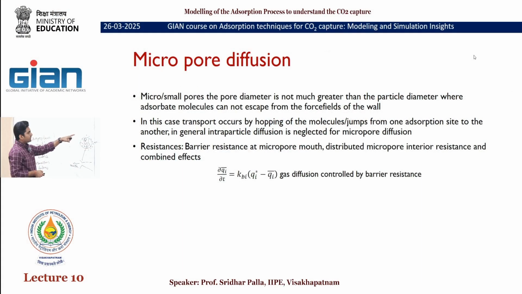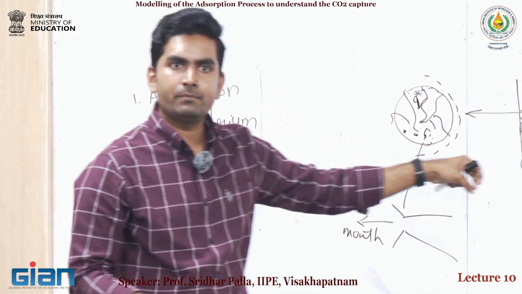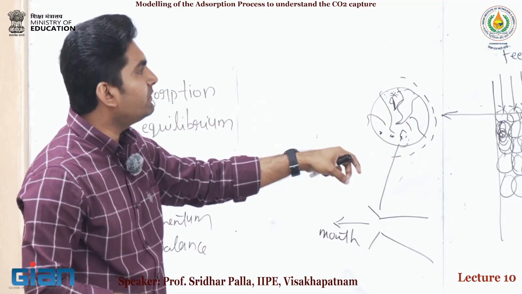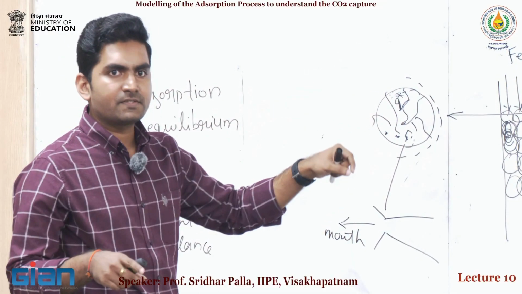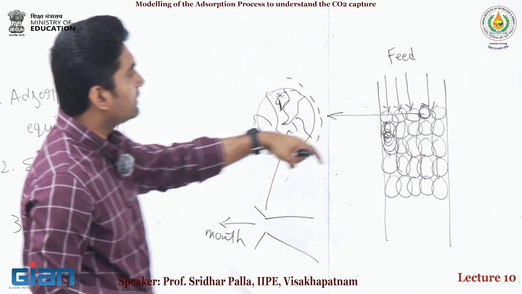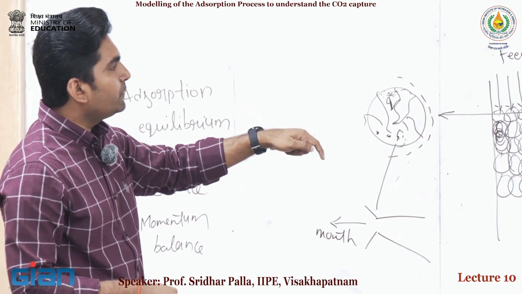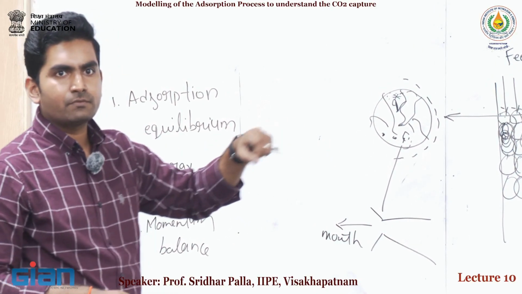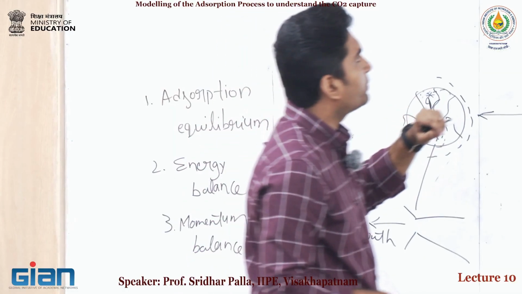So if your system is controlled by barrier resistance, then we will simply use the term K multiplied by the difference between the equilibrium adsorption value and the concentration outside this particle. That is similar to the film resistance that we have observed. And if it is dominated by interior resistance, then we will consider this equation, the diffusion inside the particle, where D mu i is the micropore diffusivity. That is the equation we will use to incorporate the micropore diffusion.